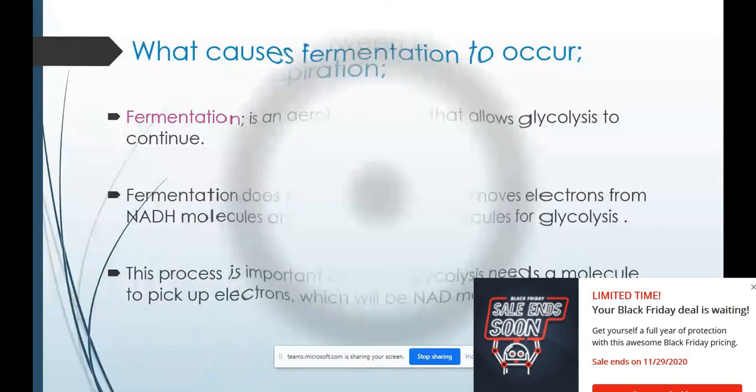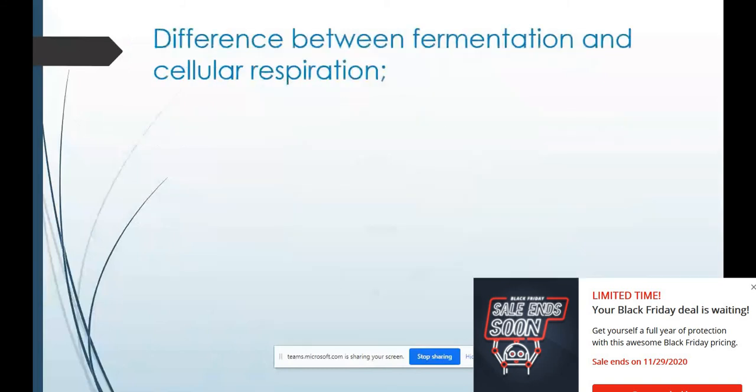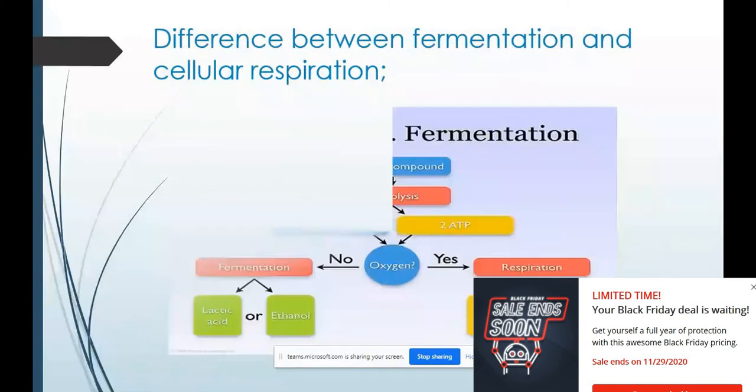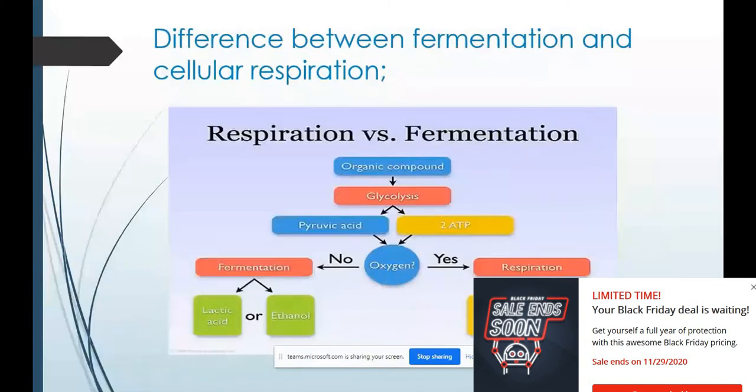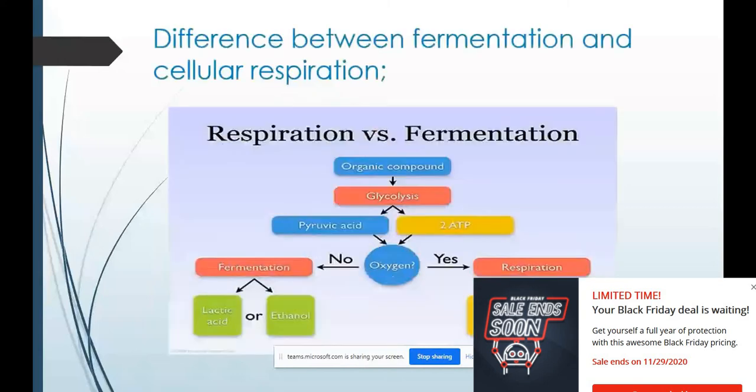As you see, this chart classifies the difference between fermentation and the cellular respiration process. So we have an organic compound which is used in glycolysis. After that, glycolysis produces pyruvic acid and 2 ATP molecules. Then, if oxygen is present, cellular respiration occurs to produce about 36 ATP molecules, carbon dioxide, and water. While if there is no oxygen, either lactic acid or ethanol is produced.